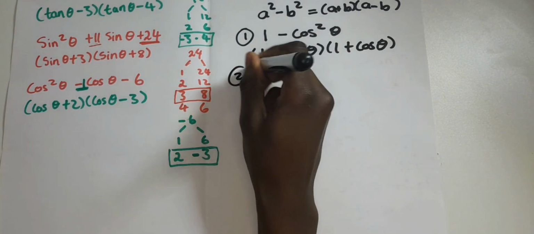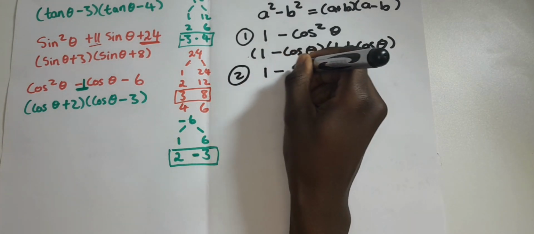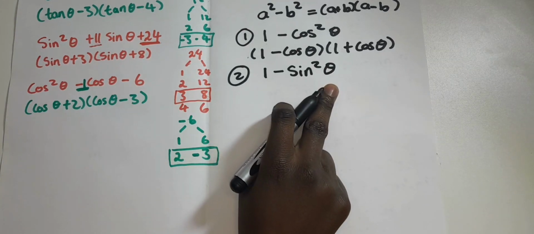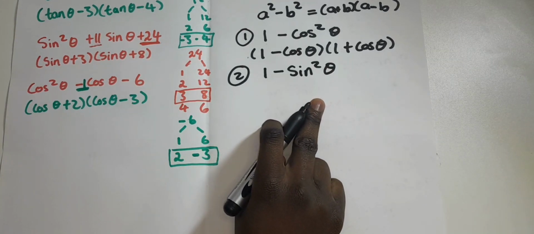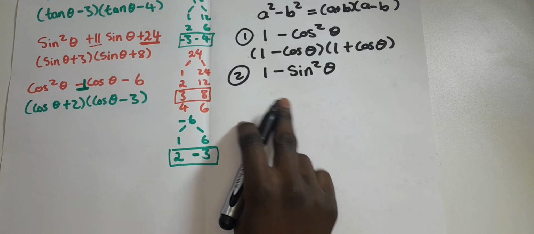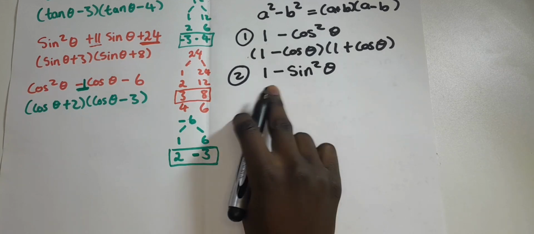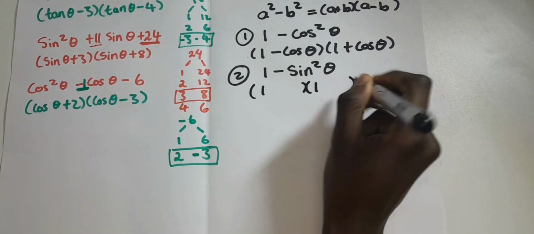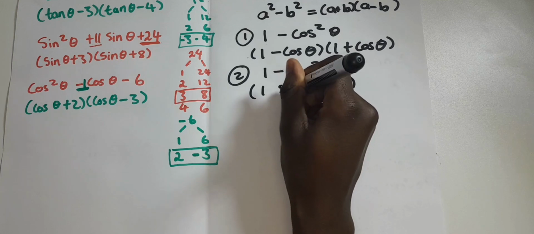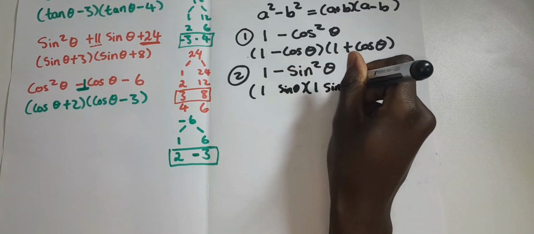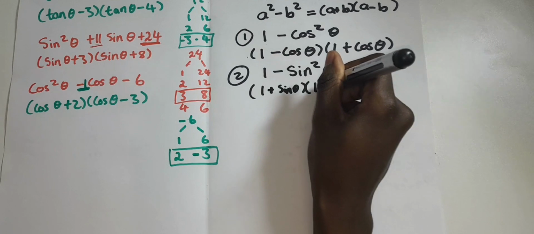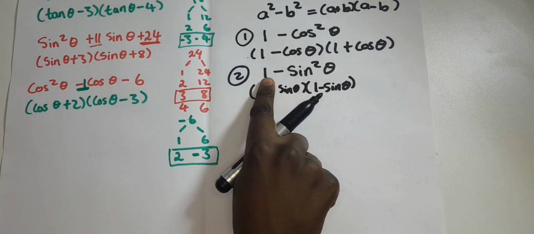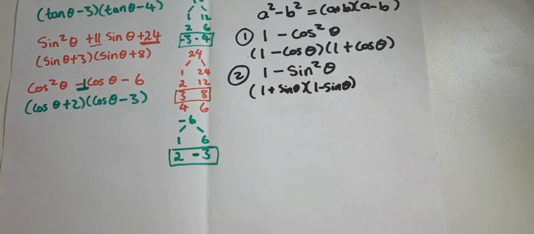So let's check another one. 1 minus sine squared theta is also an identity of cos squared theta, but don't forget it's also a difference of two squares. How? 1 is a perfect square, so you'd have the square of that, and then you'd have sine theta here and sine theta there, and then you'd have plus and minus. If you distribute everything, it will give you 1 minus sine squared theta.